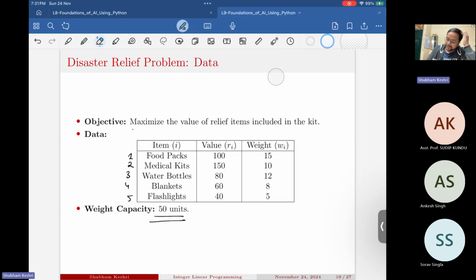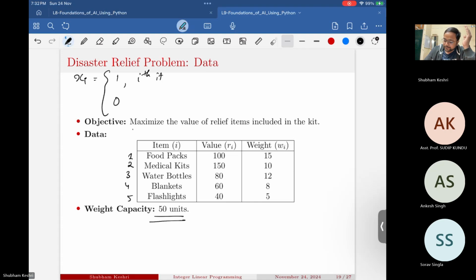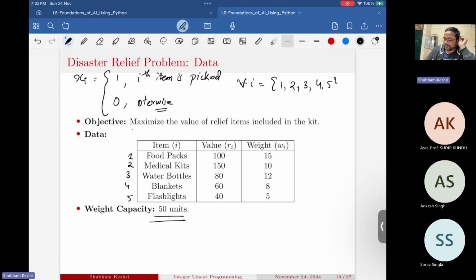And what I will do is I will have a decision variable xi, where i can take values from 1 to 5. It will take value 1 or 0. So when it takes value 1, it means the ith item is picked. And when it is 0, then it is not picked. So this is the decision for all i in 1, 2, 3, 4, and 5. This is the decision variable we will use. If you clearly see, this decision variable is a binary decision variable.